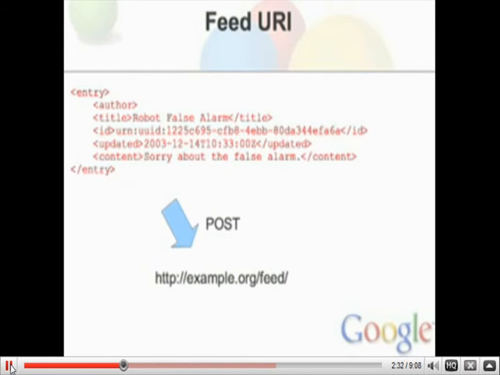We're already basically a quarter of the way done with the Atom Publishing Protocol. We can retrieve. How about creating? What would we do to create? Well, in the Atom Publishing Protocol, it's the simplest thing you could possibly think of.